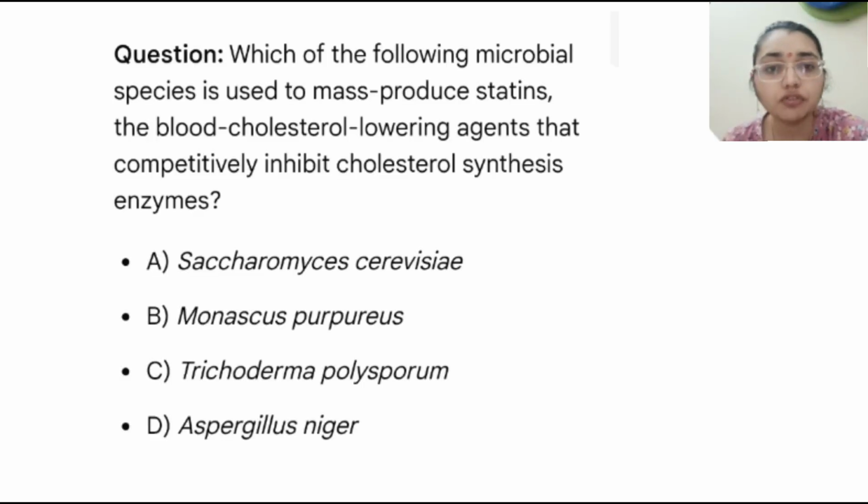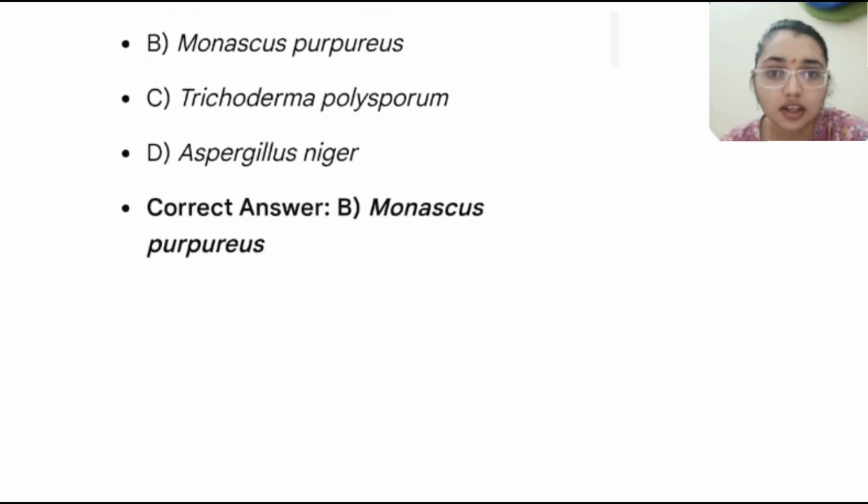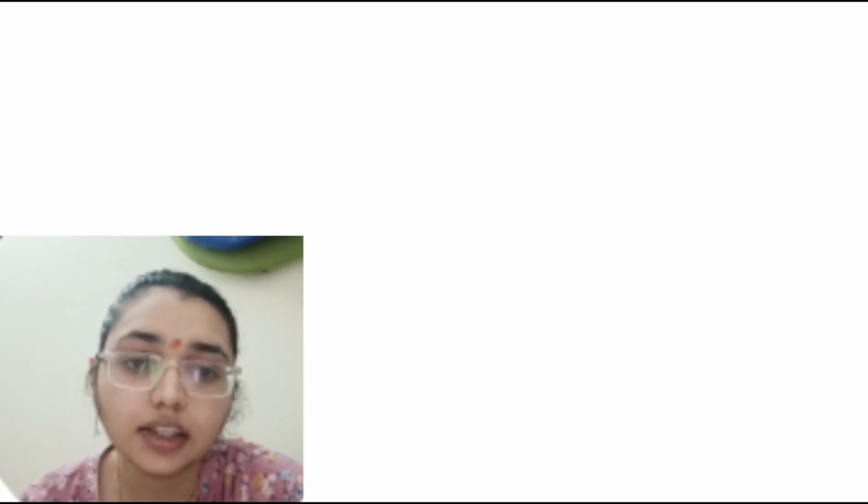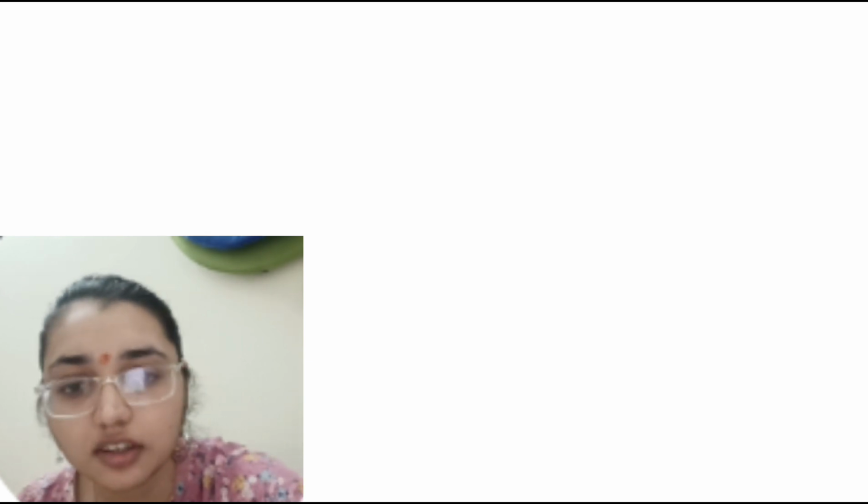Next is, which one of the following microbial species is used to mass produce statins, the blood cholesterol lowering agent that competitively inhibits the cholesterol synthesis enzyme? That is Monascus purpureus. Statins are commonly used blood cholesterol lowering agents produced by fermenting the yeast Monascus purpureus. They act as competitive inhibitors of HMG-CoA reductase, the rate-limiting enzyme responsible for synthesizing cholesterol in the liver.